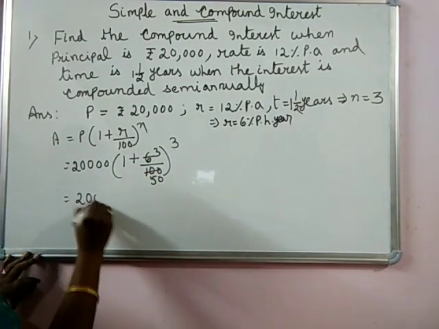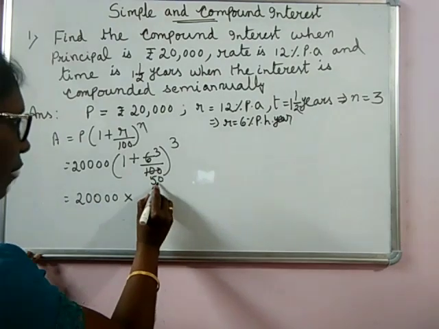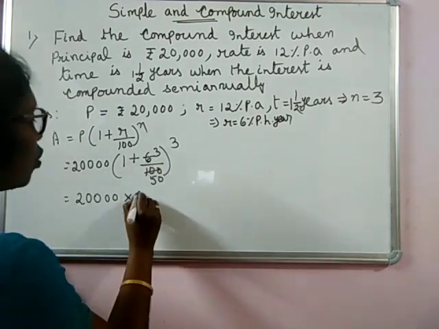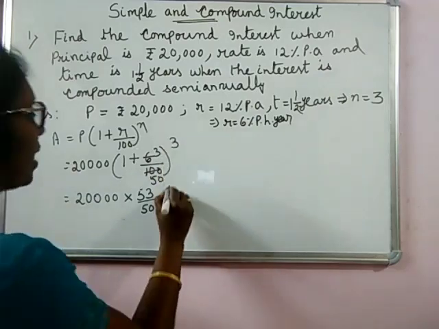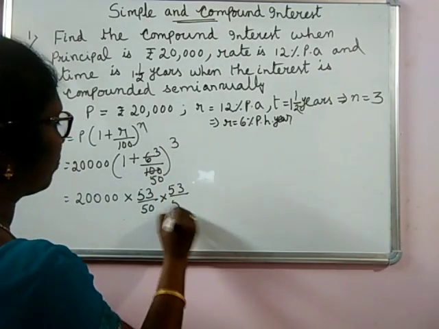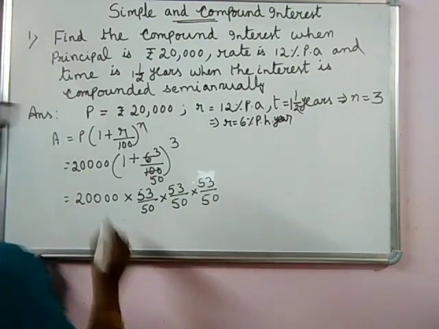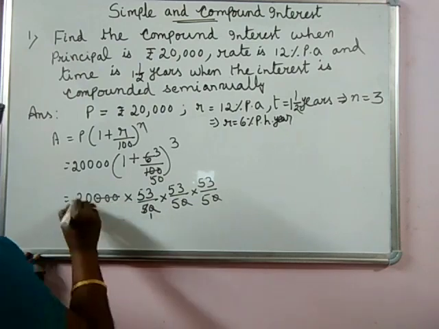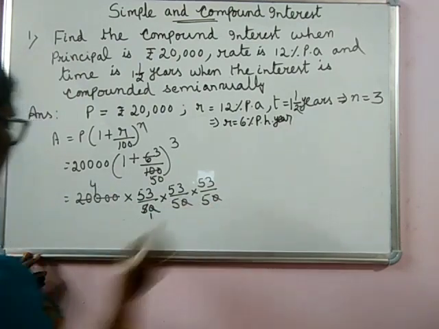That equal to 20,000 into, you see your denominator 50 is there. So for 1 you take as 50 by 50. So that you will get 53 by 50. Cube is there, 3 times, you have to multiply 53 by 50 into 53 by 50. 1, 2, 3 zeros I am cancelling. 5 1s are 5, 5 4s are 20. Now these 5 into 5 is left out.